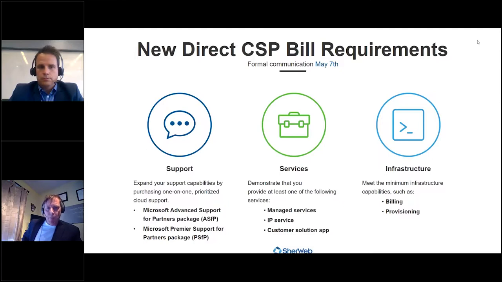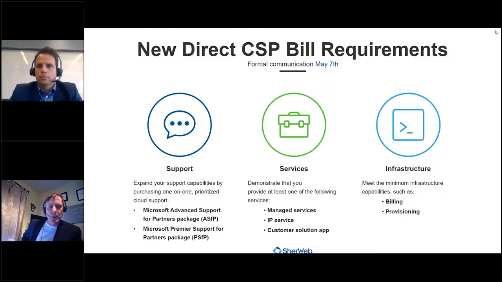So a lot of what we're going to cover here in terms of requirements is not necessarily new. You should, if you're already transacting on CSP, be aware of some of it. What we have announced at Microsoft just recently, taking effect starting on August 31st, is mostly around support. Microsoft is looking at partners transacting on CSP as being the primary point of contact for everything around support.